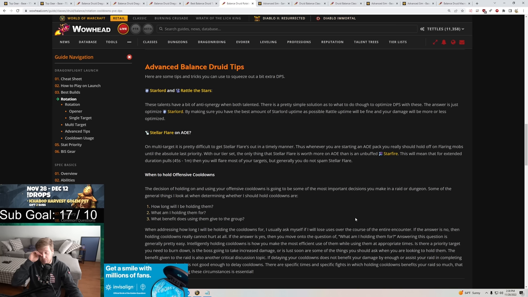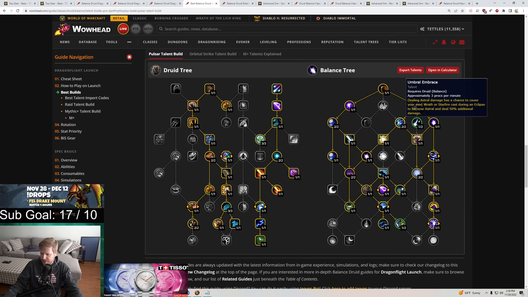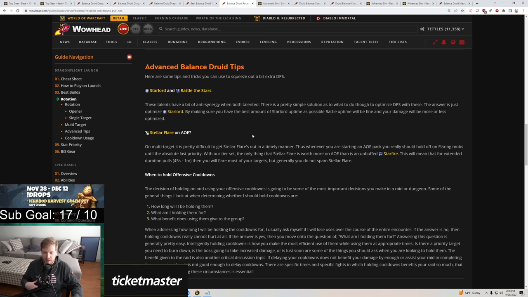The only thing that it's lower priority than is unbuffed Starfire on AoE. So non-2-set buffed Starfire and non-Umbral Embrace buffed Starfire. Umbral Embrace, is that the name of the stupid talent? Yeah, non-Umbral Embrace buffed Starfire. That's the only thing that's higher priority than Flare. Beyond that, you would press your Starfire.